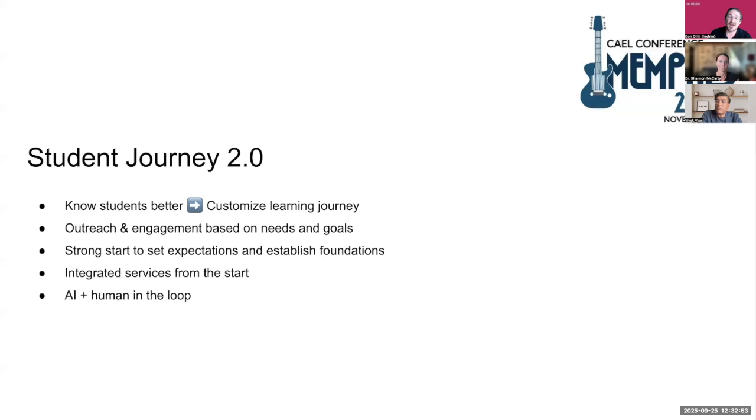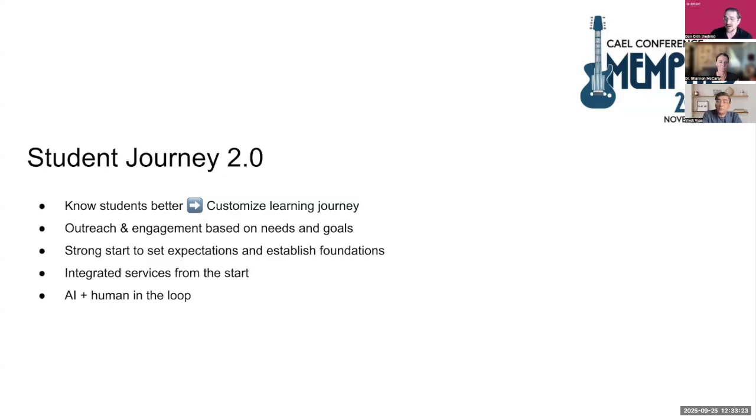In order to do that well and personalize it, we need to know our students. And so outreach engagement is not generalized again, but it's based on the student's needs and goals. Student Journey also over-indexes on the strong start to make sure students know what they've signed up for and have what they need to be successful moving forward. We have integrated services that start from day one, including career services. That is not an afterthought, but something that is driven through the whole student journey.